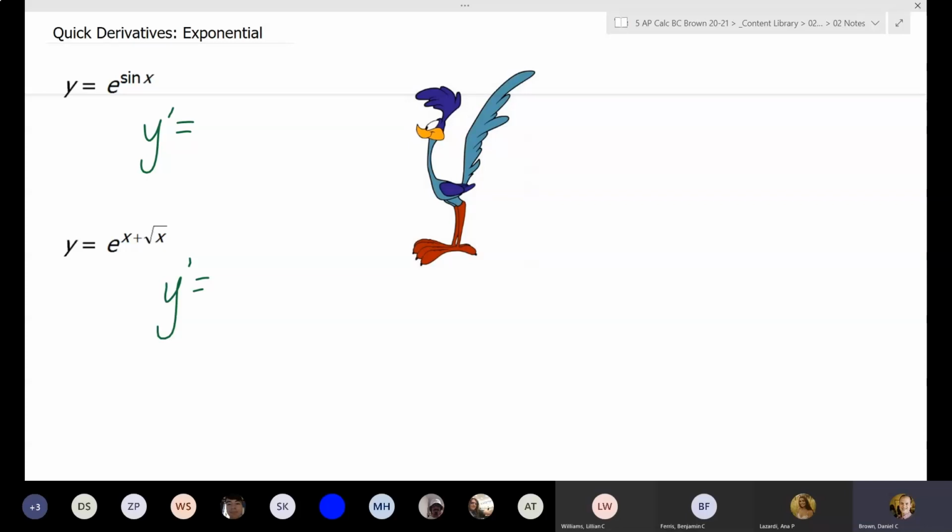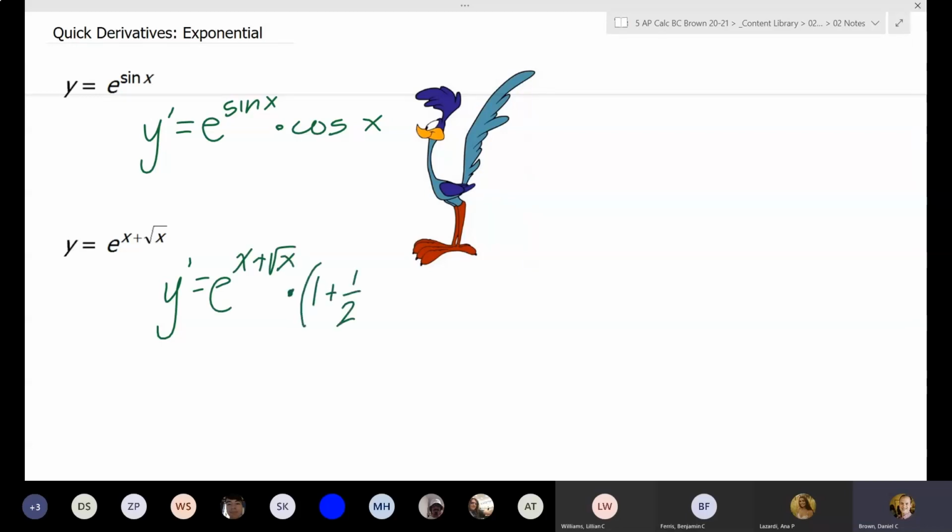So again, when you're taking the derivative of e raised to anything, the derivative of it is the exact same thing you see, times the piece with the chain rule. The derivative of sine in this case is cosine. And then we have the second one, e raised to the x plus the square root of x. So it brings across exactly as we see it, times the derivative of the inside.